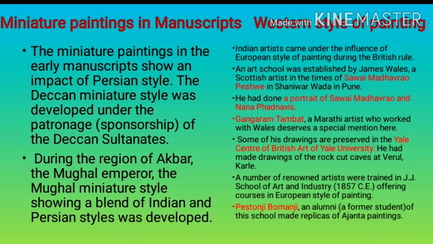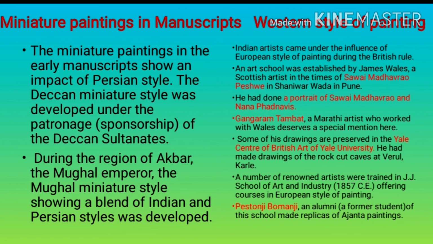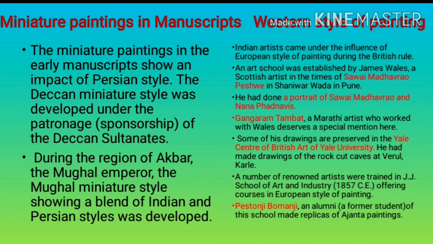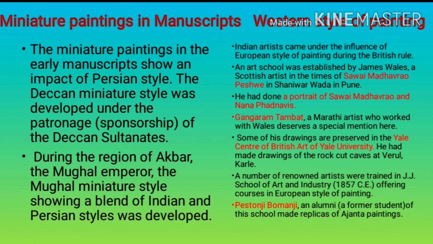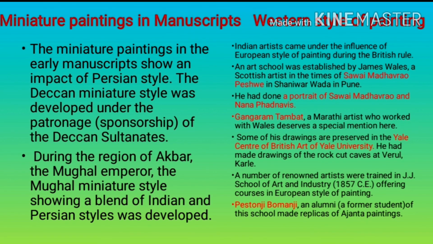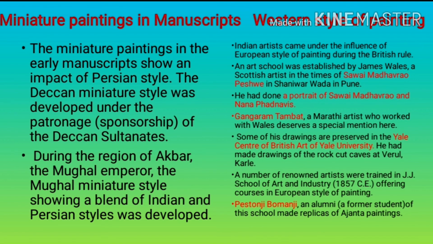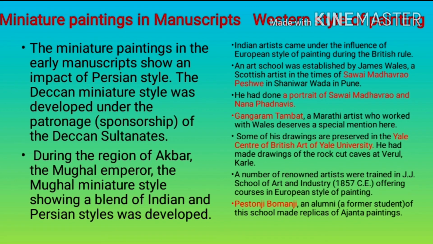A number of renowned artists were trained in the JJ School of Art and Industry from 1857. So these schools of art offered different courses in European style of painting. We must mention the name of Pestonji Bomanji, who was an alumnus, a former student of this school of art. He made replicas of the Ajanta paintings in those days.